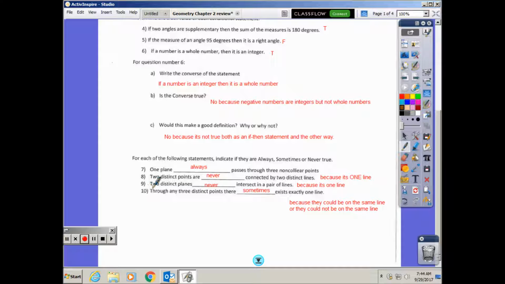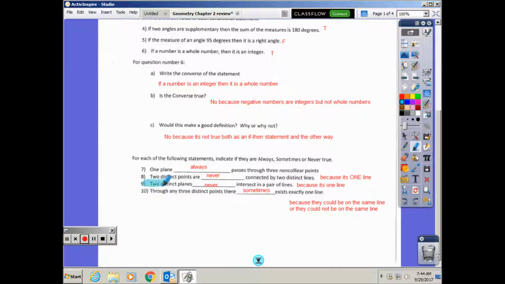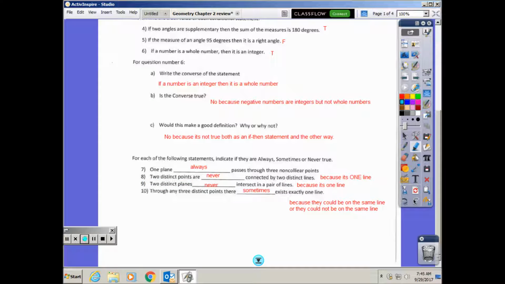Next one, through 2 distinct planes, their intersection is a pair of lines. Again, if you look, I think it's postulate 2:7 says 2 planes intersect in one line. Not a pair of lines, one line. So it's directly opposite, hence it's never true.